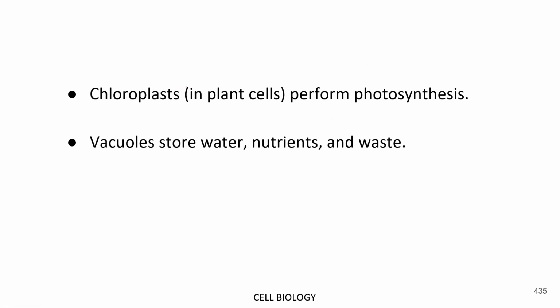Thereafter, the chloroplast. Chloroplast is basically found in plant cells only, because it performs photosynthesis. And what is photosynthesis? We will learn about it in the upcoming lectures. Okay. Thereafter, we have a vacuole, which has three functions: store water, nutrients, and waste. Okay. So students, in this lecture, we have discussed the cell parts. In our next lecture, we will continue with some more facts about the cell. Till then, thank you.